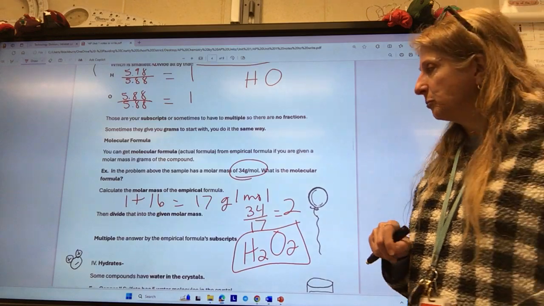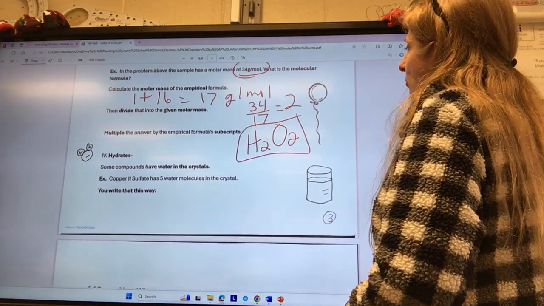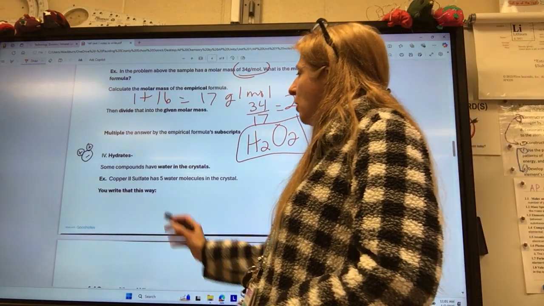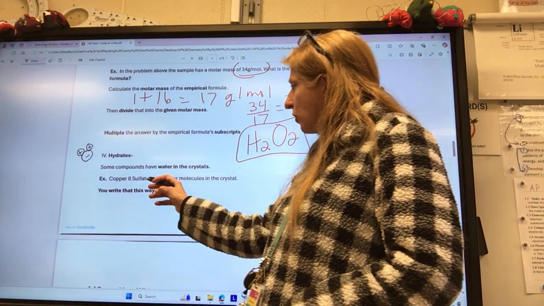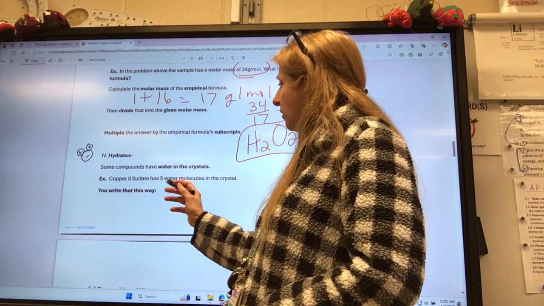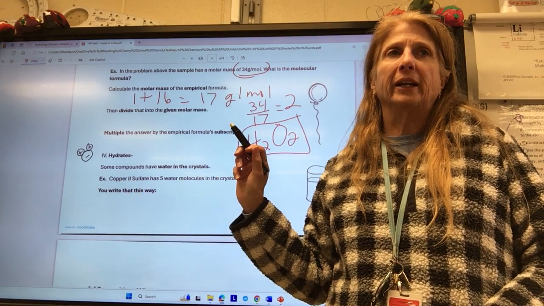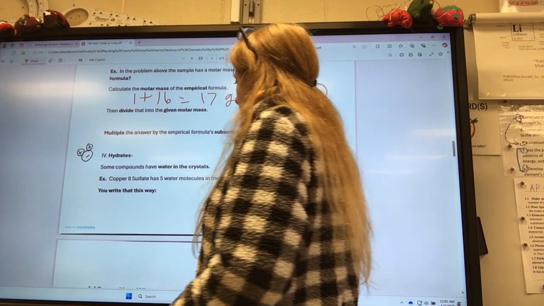Good? All right. Sometimes formulas can have water in the crystals. In our lab, in honors, we had some pretty blue crystals, copper sulfate. We heated them up, they turned gray because we evaporated all the water out of them. And then we added water back and they turned pretty blue again. Do y'all remember that? Who had me? I don't know if y'all did it in corn or not.